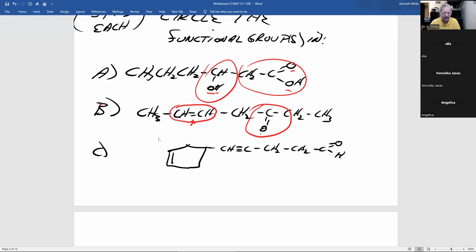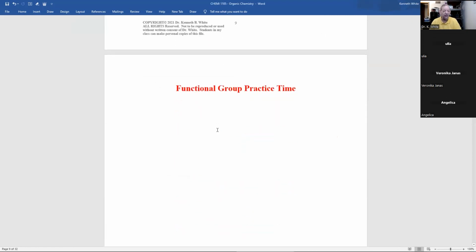Now, if we look at C, remember each bend in a line is a carbon. This is a double bond. Ooh, 3 lines between 2 carbons, triple bond, single bond, single bond. Ooh, oxygen, that's not carbon or hydrogen. And this is an aldehyde. And that's how you play that fun game. Circle the functional group, 3 points each. But you didn't know we had fun games. And we just did our functional group practice time.